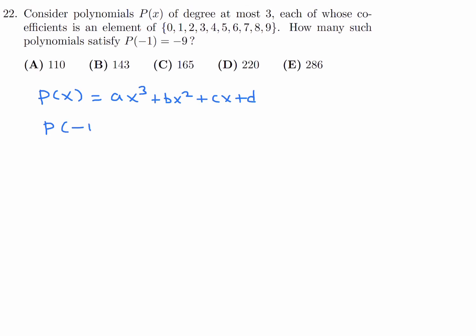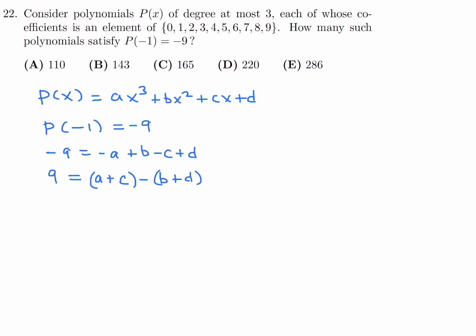We have a condition that p of -1 is equal to -9. So when you put x equals -1, you get -9 is equal to minus a plus b minus c plus d. And therefore, if we rearrange this a little bit, multiply through by -1, we get a plus c, and then minus b plus d.